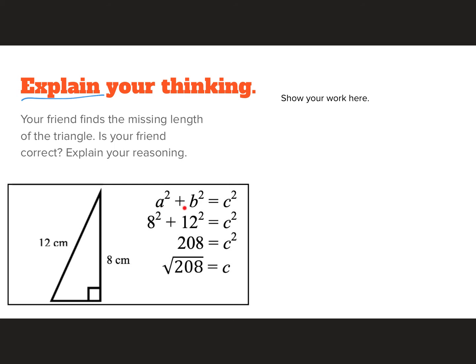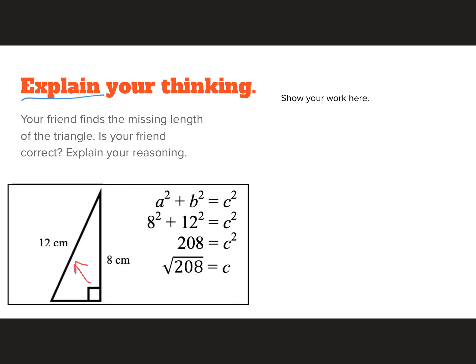So they said A squared plus B squared equals C squared. Well, that part's got to be right. 8 squared plus 12 squared equals C squared. So they end up with 208 equals C squared. So C is the square root of 208. So I want you to think about that for a minute. What is the very first thing we do when we're looking at these triangles? Every time, we are going to identify C.